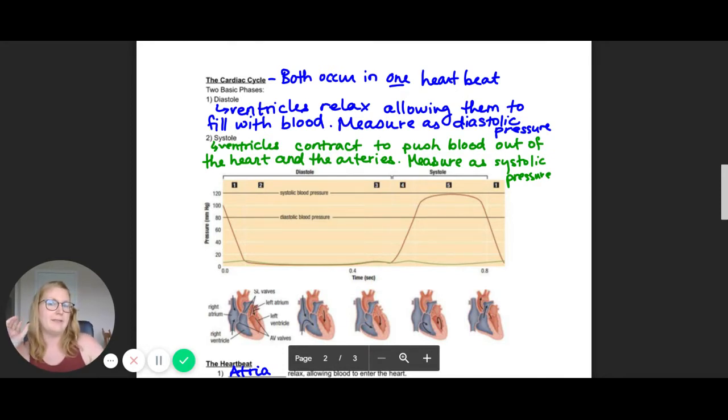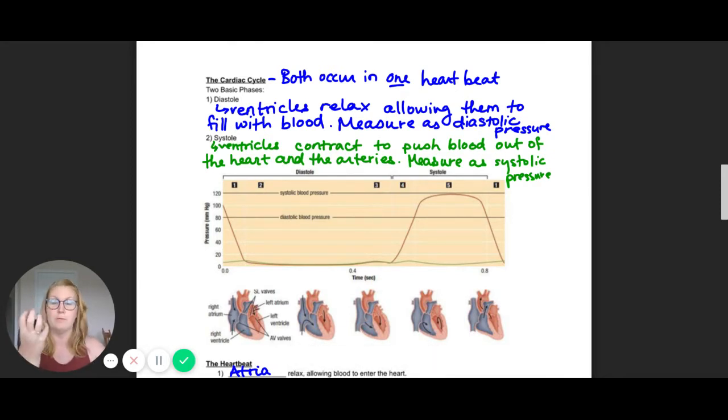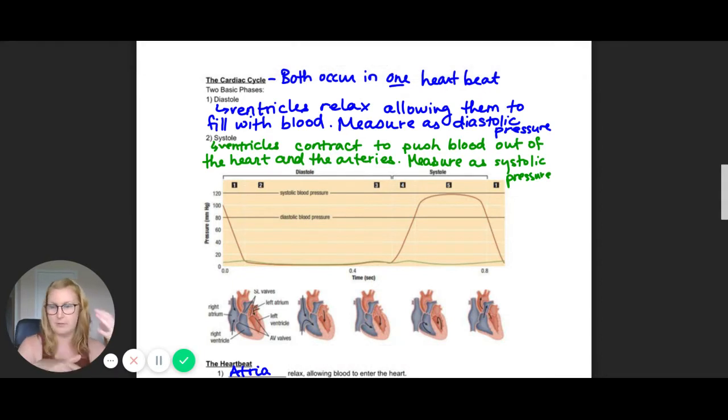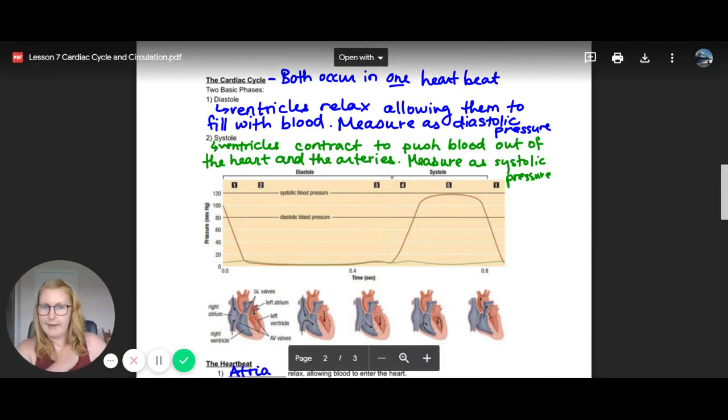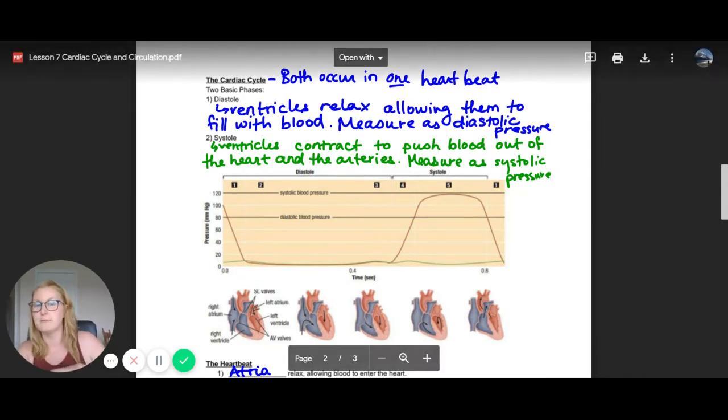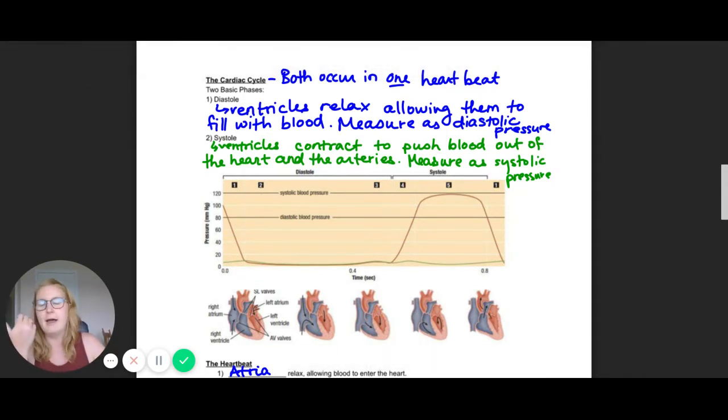Systole is the period when the ventricles contract, that really strong, forceful contraction that pushes the blood out of the heart and into the arteries. Again, each of these phases can be measured as the diastolic versus the systolic pressure, which we were talking about previously. So down here, this little graph is basically showing those two periods of time versus pressure. And you'll notice that pressure is measured in millimeters of mercury. That's just the pressure units that we use for this particular measurement.